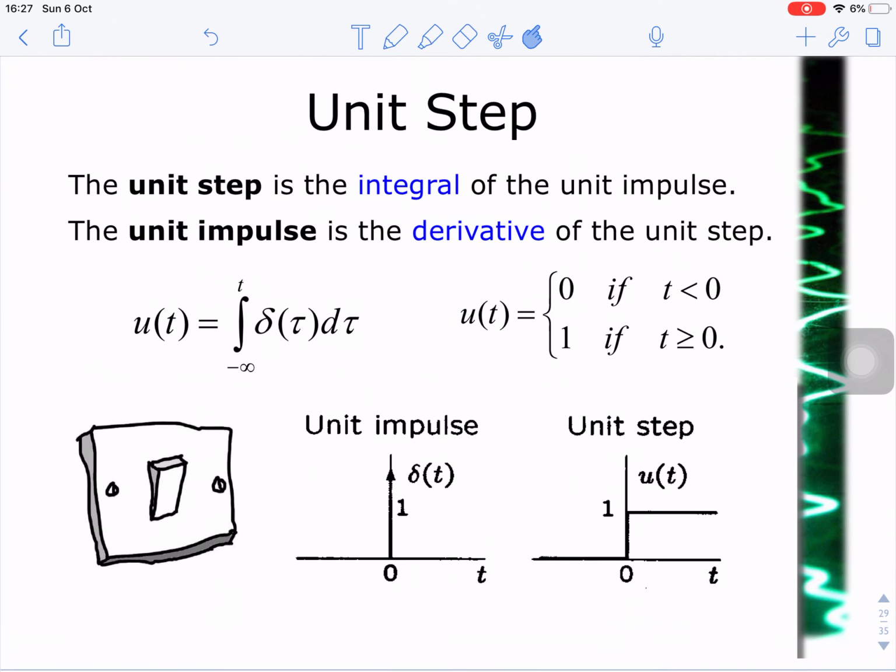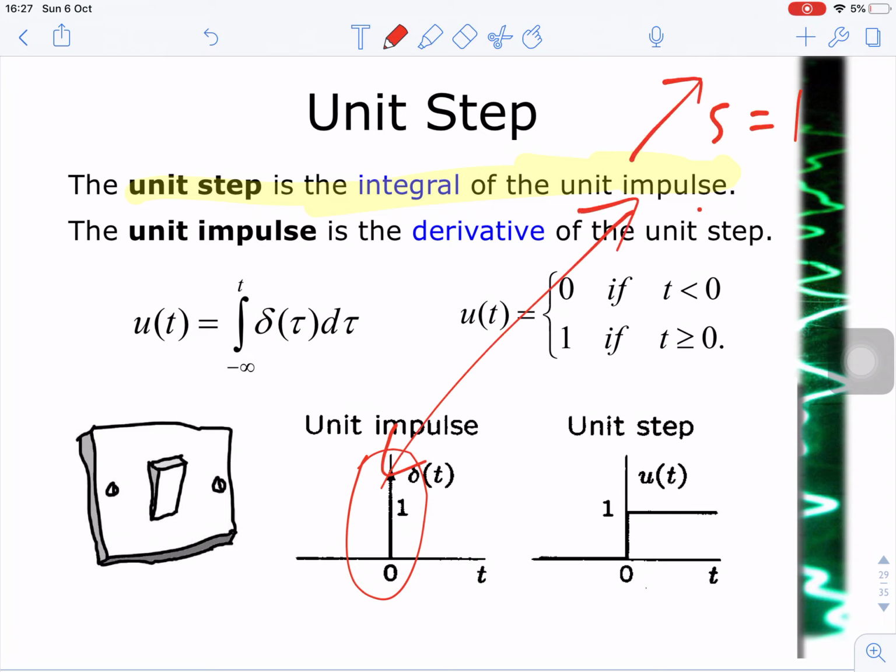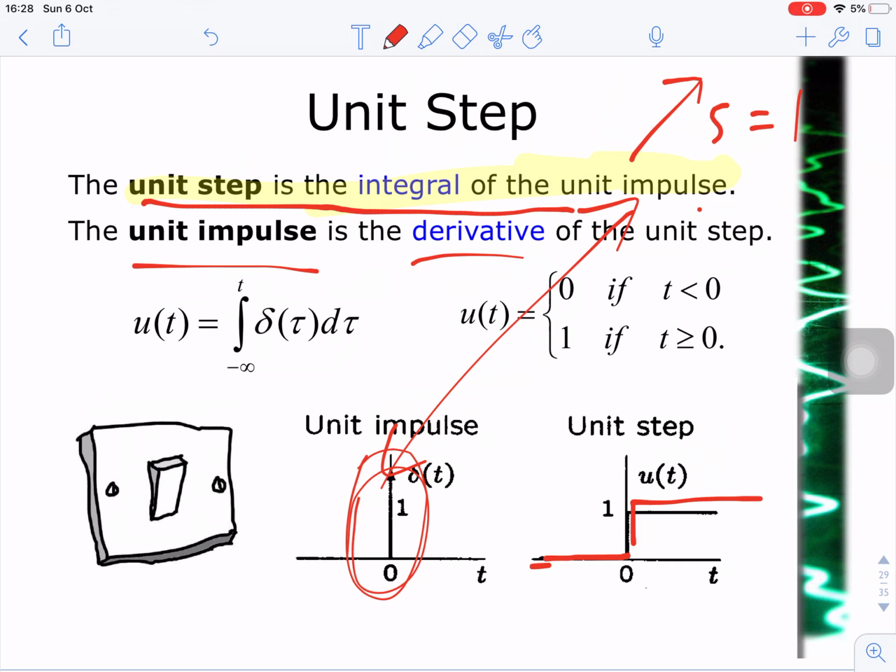The unit step is the integral of the unit impulse. For example, the area of the unit impulse is equal to 1. The unit impulse is the derivative of the unit step. The integration of the impulse is always 0, 0, 0, and then here we have 1, so it becomes stable. The derivative of the step is always 0, 0, 0, and then at the jump it's infinity.